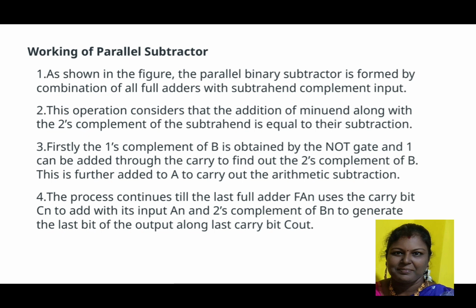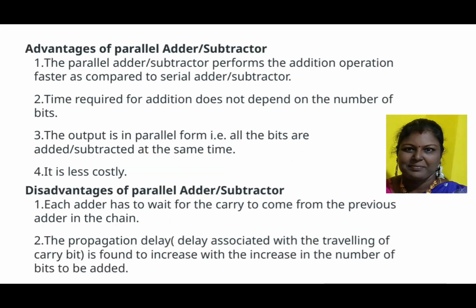Let's look at the advantages and disadvantages of the parallel adder subtractor. It's faster than a serial version because it adds or subtracts all bits at once, so the time doesn't depend on the number of bits. It's also less costly and gives output in parallel form. But there's a catch. Each adder waits for the carry from the previous one, causing delays that grow as the number of bits increases. This propagation delay is a key limitation to keep in mind.